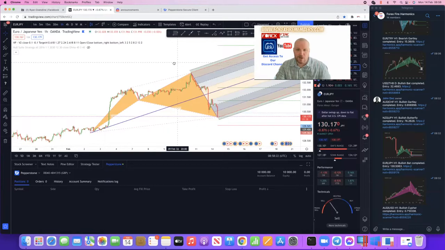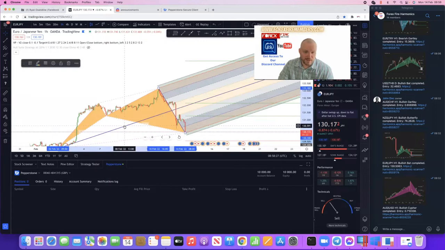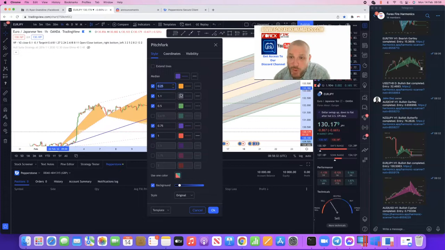Now, the levels I have on here, we'll talk through the levels today. You just want to copy these off. These do not matter what order you have them in, okay, or color. So you've got a 0.25, a 1.1, a 0.5, a 0.75, and then the 1. The background color is just simply as is. It just tells you how deep you want the colors in the background. I like to have a little bit of shade, okay?